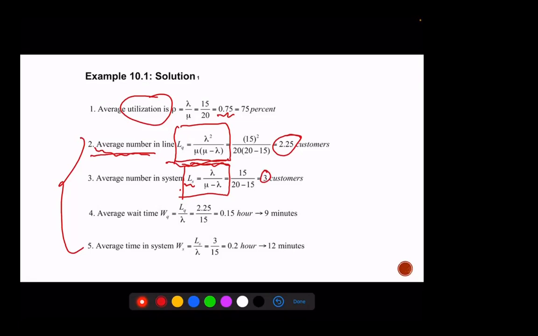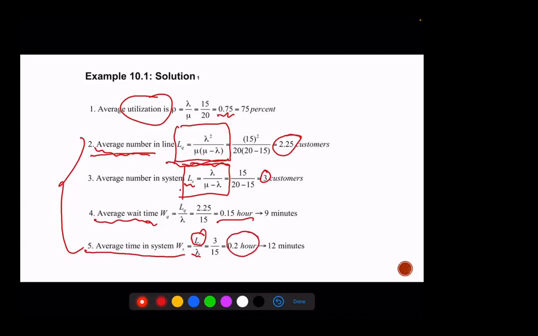And we also have the average wait time. For average wait time, we use LQ, the number of customers in line, divided by lambda. Then we have 0.15 hour, which is around 9 minutes. And the same for the average time in system: we use the number of customers in the system divided by lambda. Then we have 0.2 hour, which is 12 minutes.